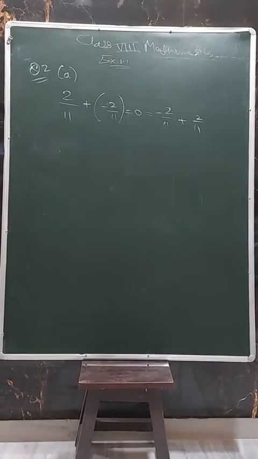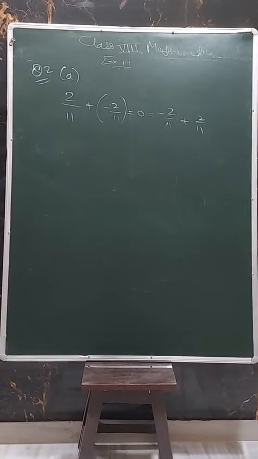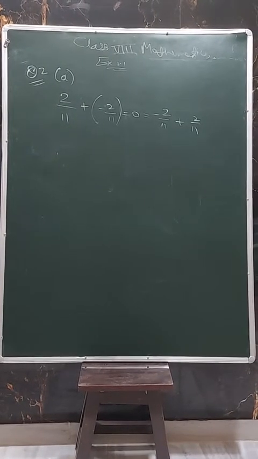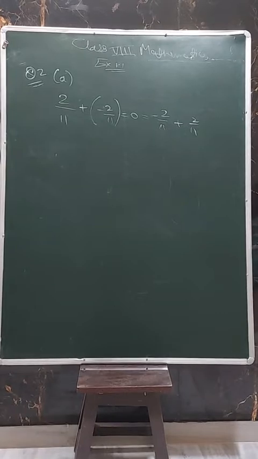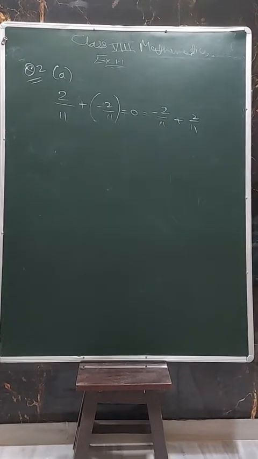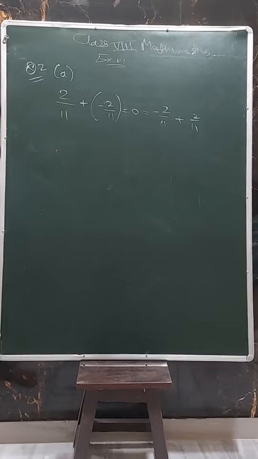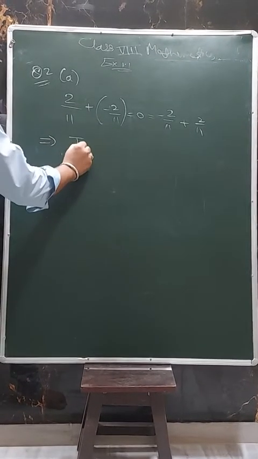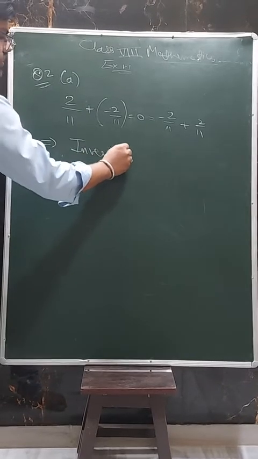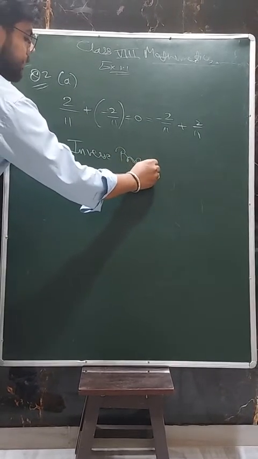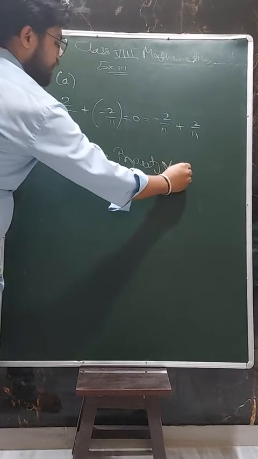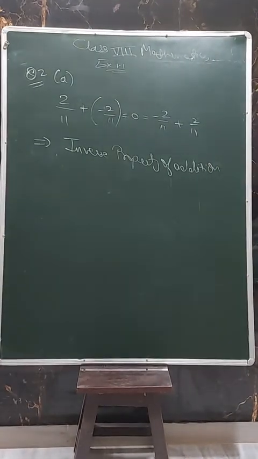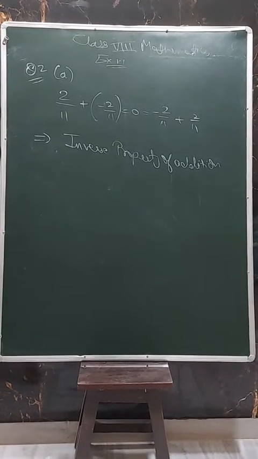So the question is that 2 upon 11 plus minus 2 upon 11 is equal to 0 and minus 2 upon 11 plus 2 upon 11. So this is the inverse property of addition. If you learn the properties of addition, there is the inverse property of addition. Okay, this is the inverse property of addition.